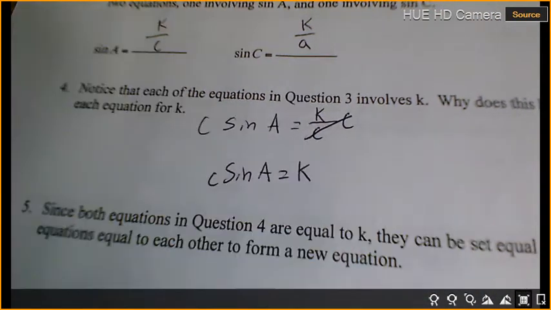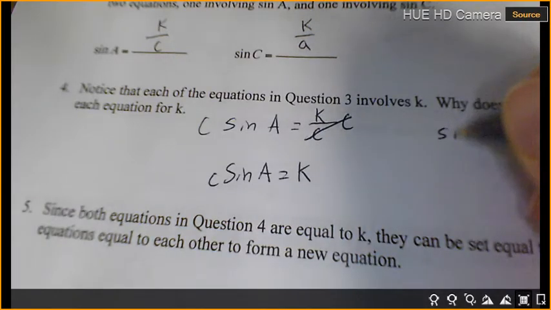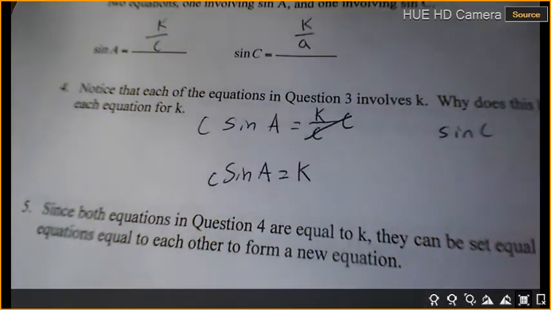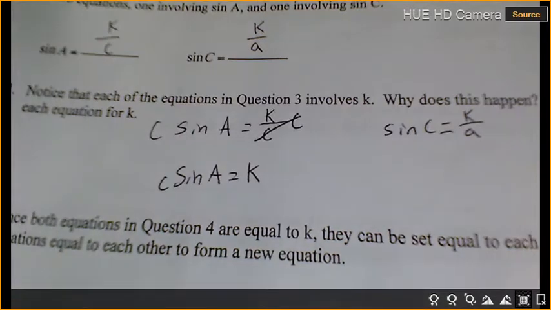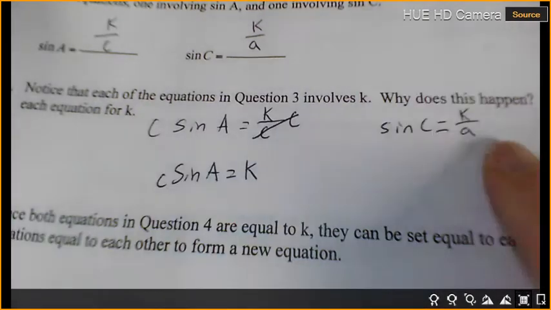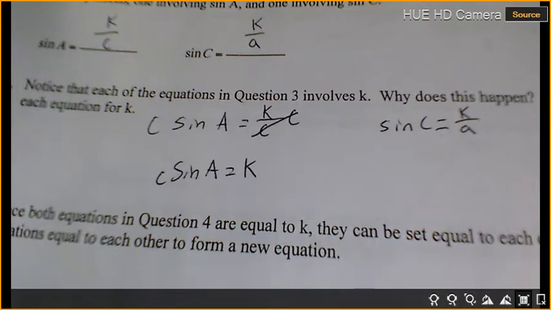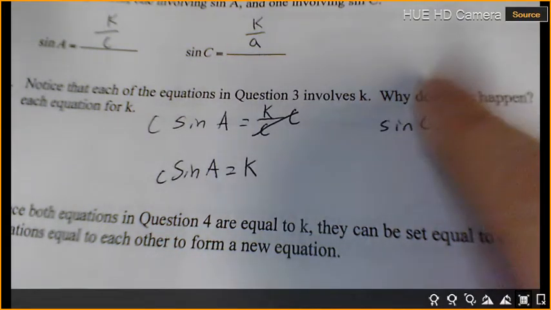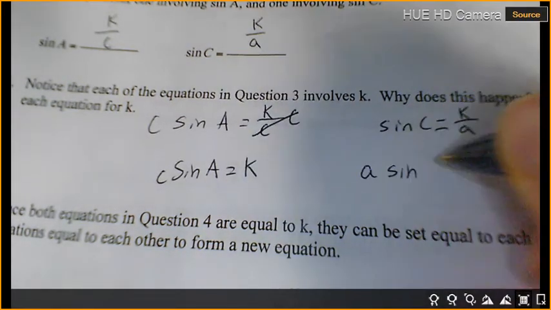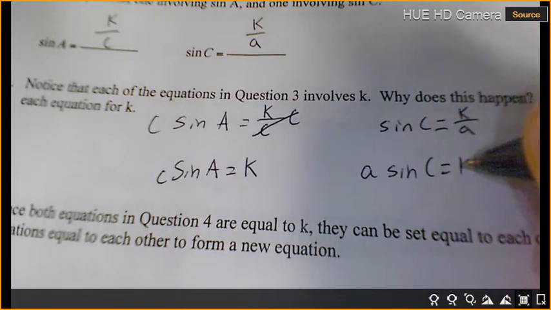Okay? Let's look at that other side. I'm just writing this down right here. And I want you guys, if you're done writing this part down, to solve this one for K. Same way. Okay, so how did you do this side? Multiply by A, so we get A sine C equals K, correct?